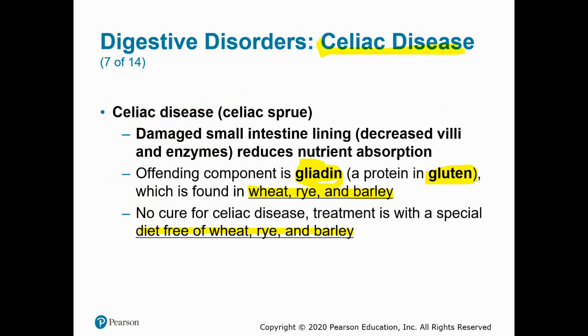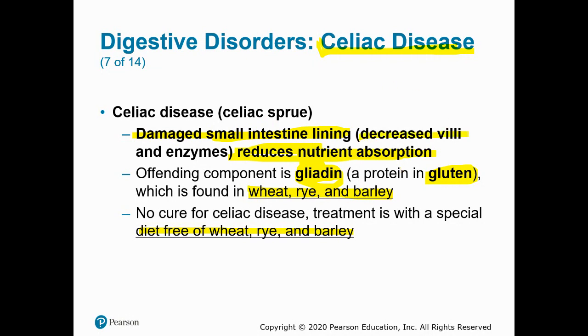As celiac disease progresses, what we see is pretty severe damage to those enterocytes that line the small intestine. And so poorly managed celiac disease can really lead to poor nutrient absorption because those enterocytes are so damaged.